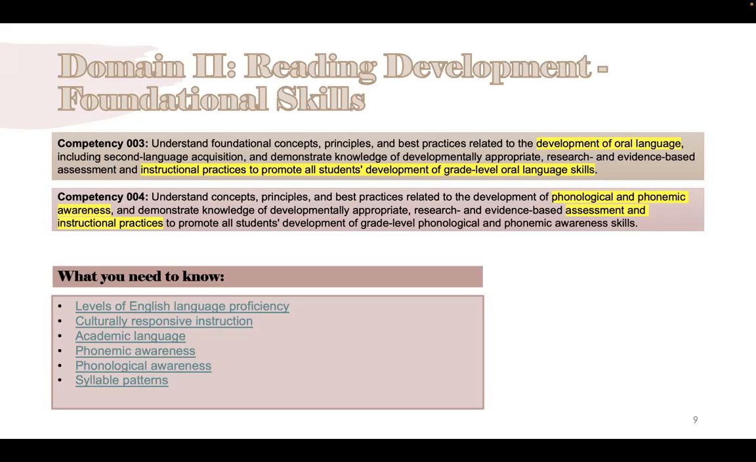Demonstrate knowledge of developmentally appropriate practices, what works for little kids, what works for kindergarten, first grade, second grade, third grade: hands-on, engaging activities where they're speaking, where they're reciting, where they're singing songs to practice, where they are involved in the situation, and utilizing evidence-based assessment to create instructional practices that promote all students' development in oral language skills.